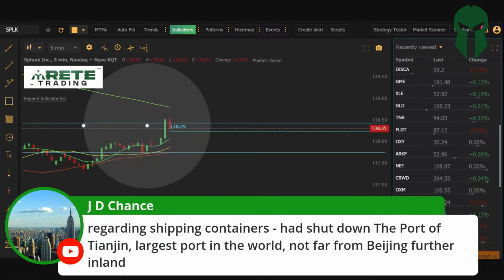Regarding shipping containers, they had to shut down the port of Tijuana, the largest port in the world, not far from me. Right, further inland. Did they shut it down completely?